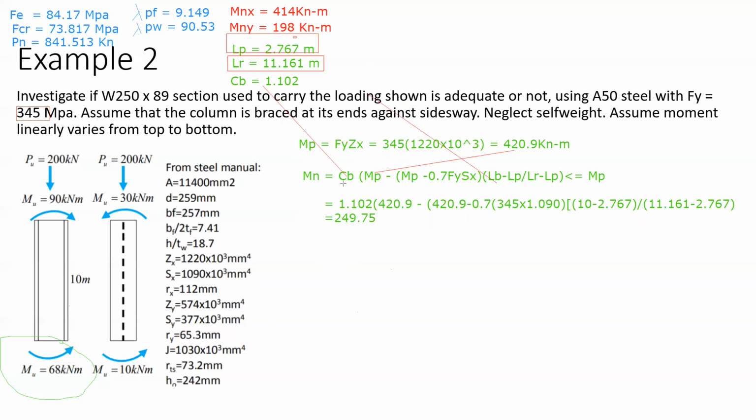LB is the length of the beam, 10. LP is what we solved earlier. LR also, the 11.161 long. And that's all we need for MN. So now we have the value of MN. Let's check, is MN less than or equal to MP? And the answer is yes, because 249.75 is less than 420.9.